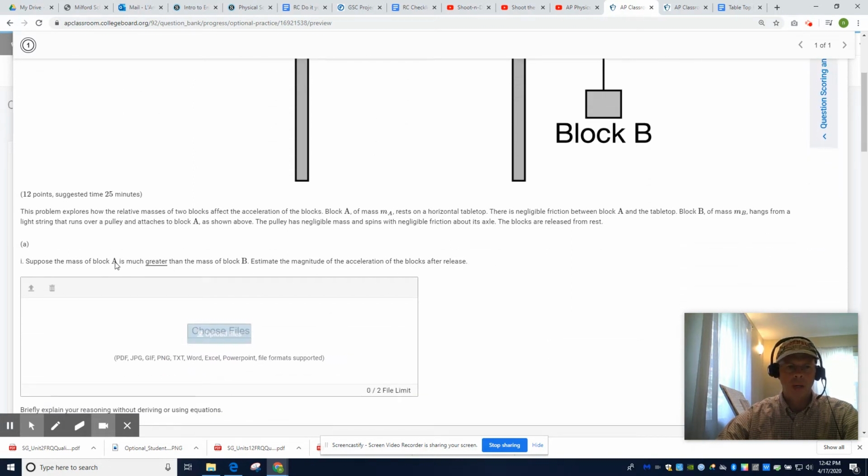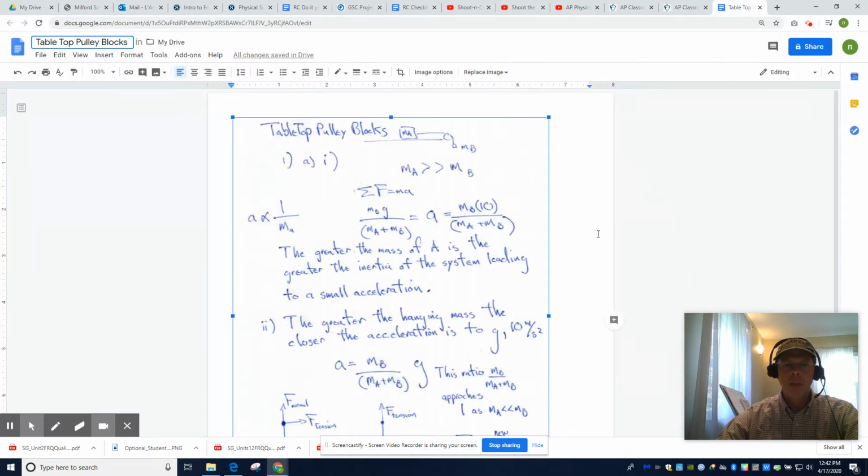All right, so much greater. I don't know what that means. 10 times greater, 100 times greater, a million times greater. They said don't use mathematical expressions. This is the qualitative part of the qualitative quantitative. So you're actually supposed to do this later, but I do the math immediately.